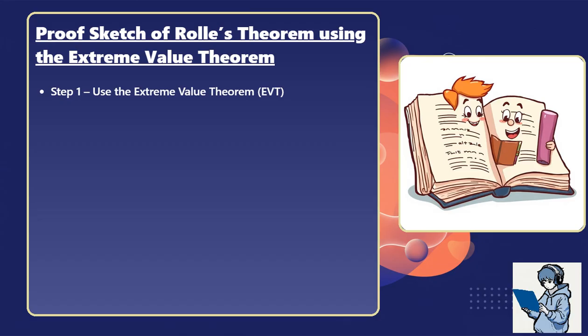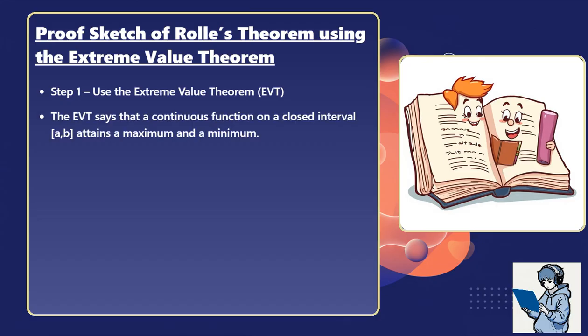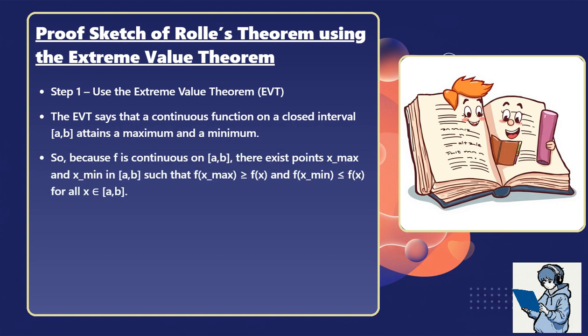Step 1. Use the extreme value theorem, abbreviated as EVT. The extreme value theorem says that a continuous function on a closed interval a to b attains a maximum and a minimum. So because f is continuous on a to b, there exist points x max and x min in a to b such that f of x max is greater than or equal to f of x, and f of x min is less than or equal to f of x for all x in a to b.